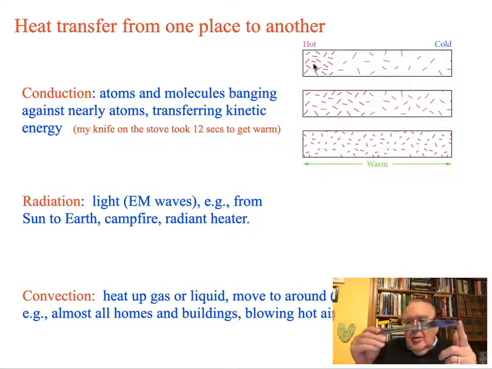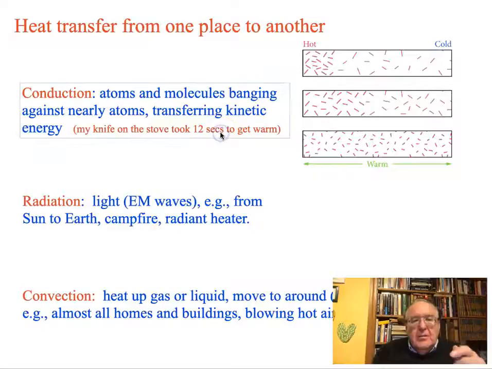So I just let it sit there. After 12 minutes, my God, after 12 minutes, the other end became warm. Only warm, not hot. So this is called conduction. Heat will transfer from one place to another by conduction. In other words, atoms banging against the nearby atoms. A very, very slow process, conduction.